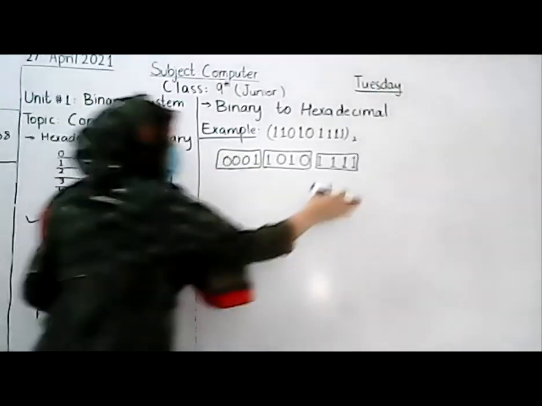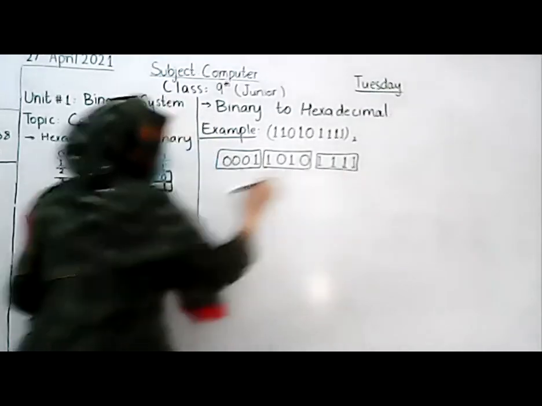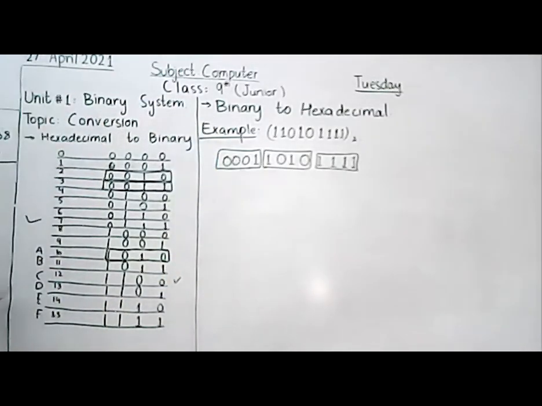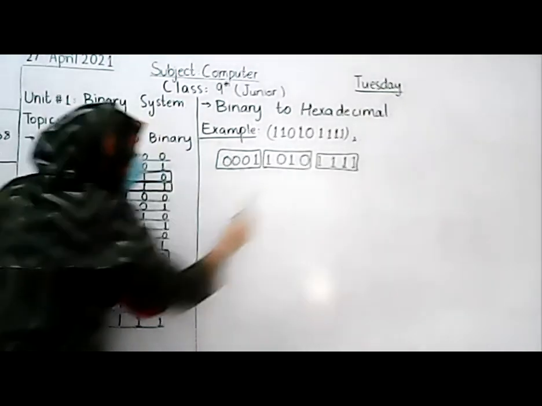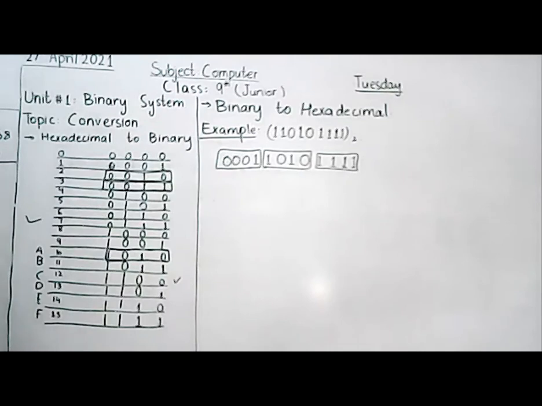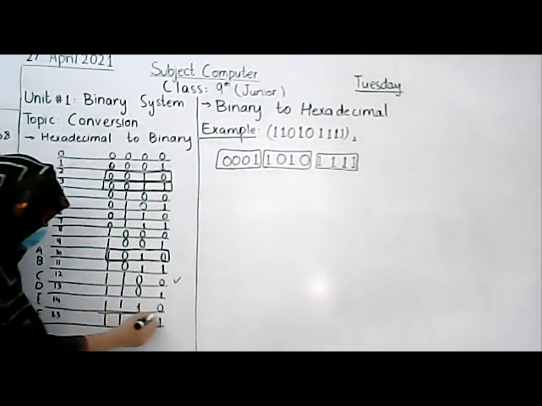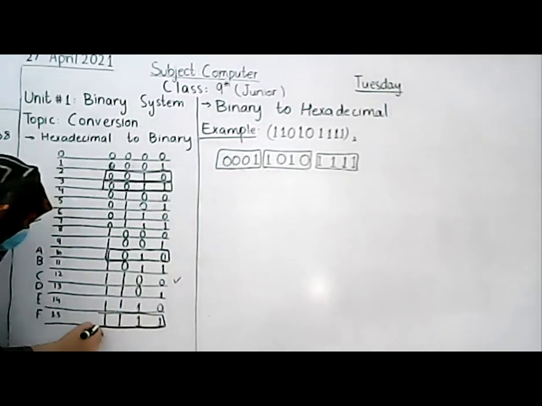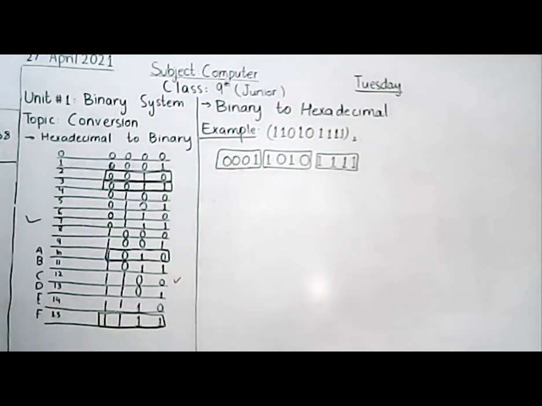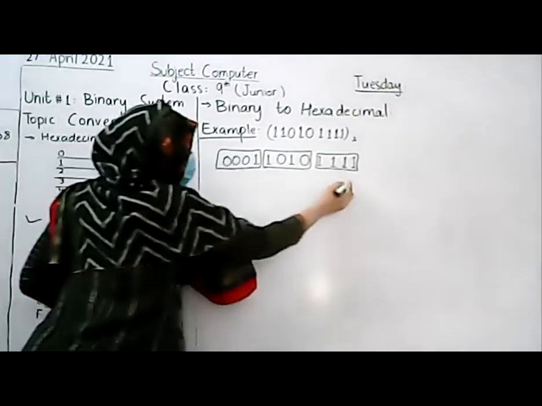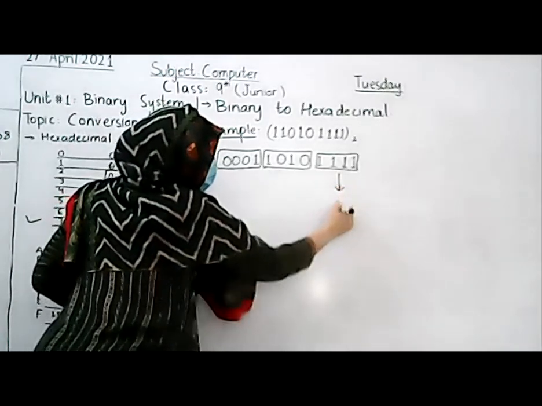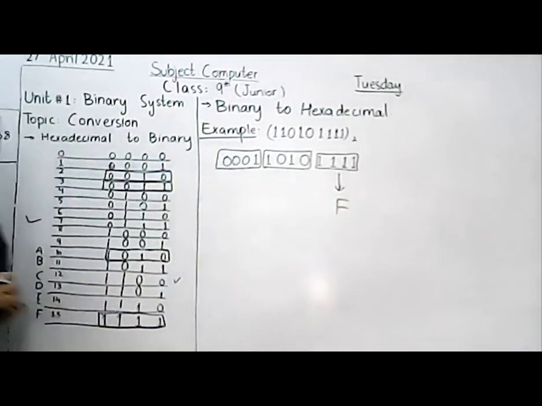So we start from here, 1, 1, 1, 1. In this table, where you can find the 4 ones, means 4 times 1. So in this place, you can find the 4 times 1s, right? Here are the 4 times 1. So this will be F in hexadecimal.